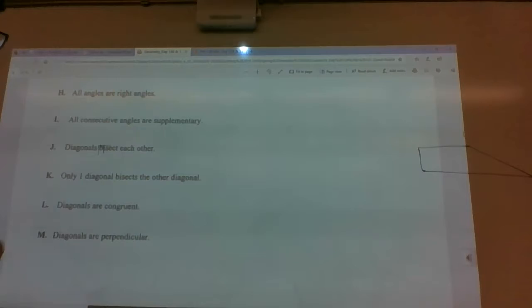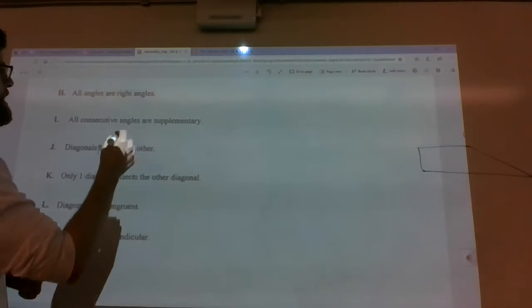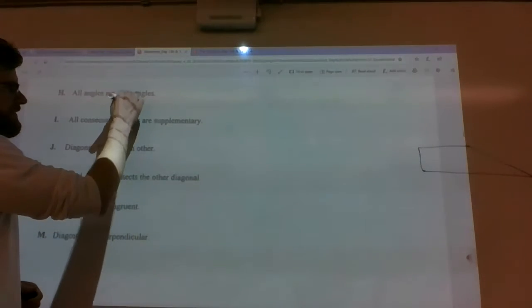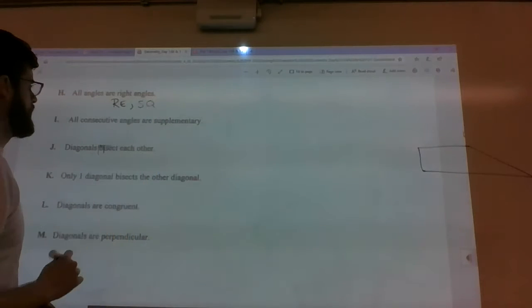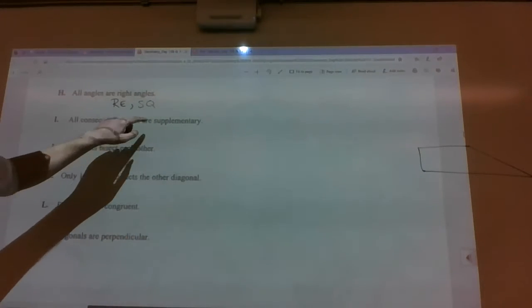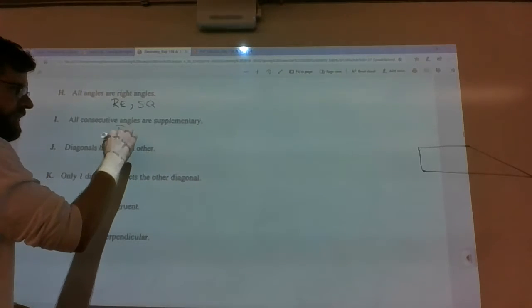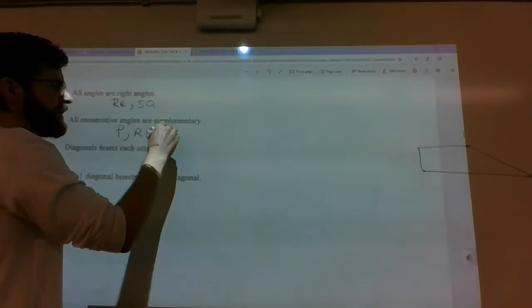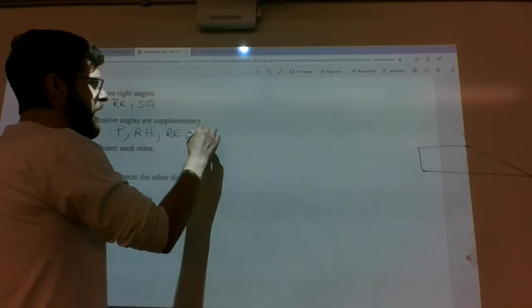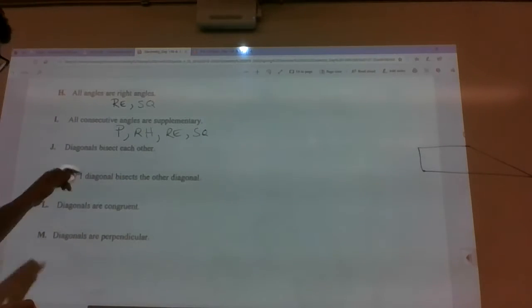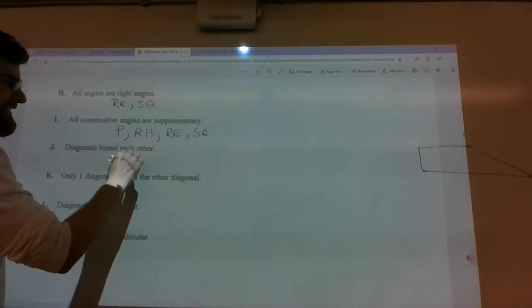All right, all angles are right angles. That would be a rectangle and a square. All consecutive angles are supplementary. That would be all parallelograms, which means you keep the rhombus in there, you keep the rectangle in there, you keep the square in there. The diagonals bisect each other. Same.